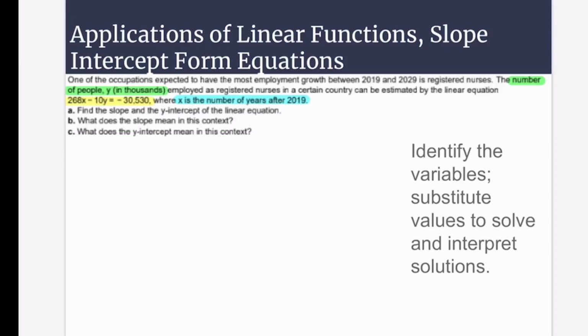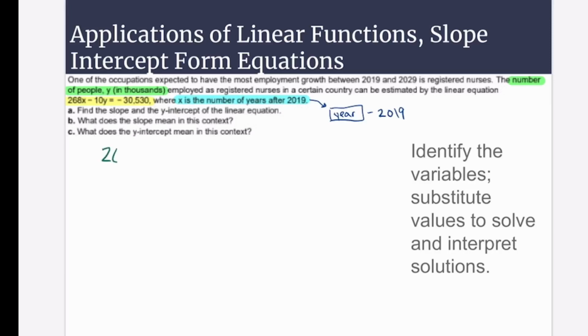So this means there's going to be some kind of subtraction. Whatever your year is, you need to subtract 2019, because that's going to be the number of years since or after 2019. So let's jump in and do this. So part A says find the slope and the y-intercept of the linear equation.